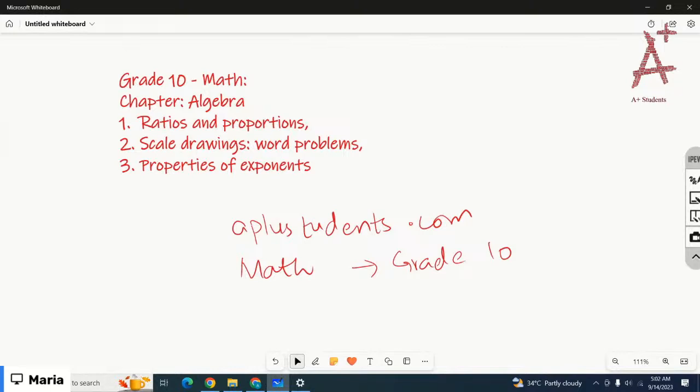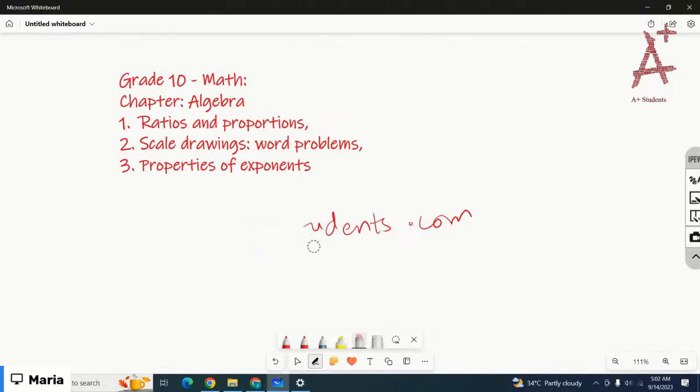We're going to start with the chapter algebra. The lessons we are going to cover today are ratios and proportions, scale drawings, word problems, and properties of exponents. We're going to start with the very first lesson, that is ratios and proportions. Please make sure you have your notebook and pencil so that you can note down the important examples and definitions as well.